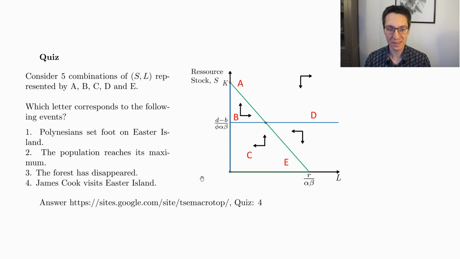So 1 is Polynesians set foot on Easter Island. 2, the Polynesian population reaches its maximum. 3, the forest has disappeared. And 4, James Cook visits Easter Island. Think about it, and you can go on the website and answer it on quiz number 4.